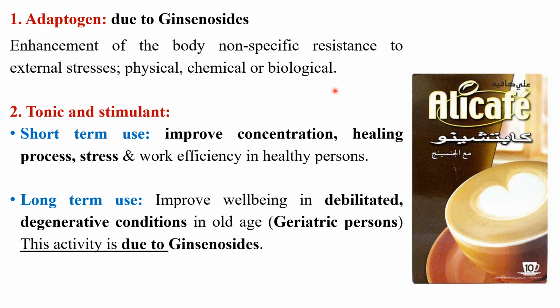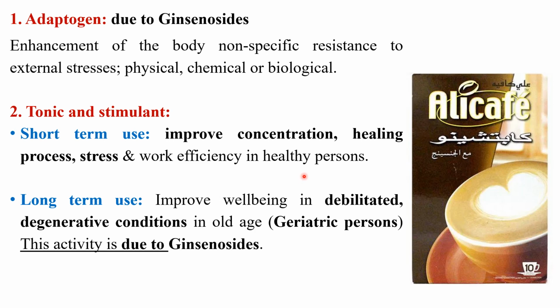Also it resets the body glucose level, blood pressure, body temperature, and everything is restored to the normal non-pathological level due to ginsenosides. Also, ginseng is used to boost energy and used as a tonic and stimulant. In the short term use, it improves concentration, the healing process, and stress, and works efficiently in healthy persons.